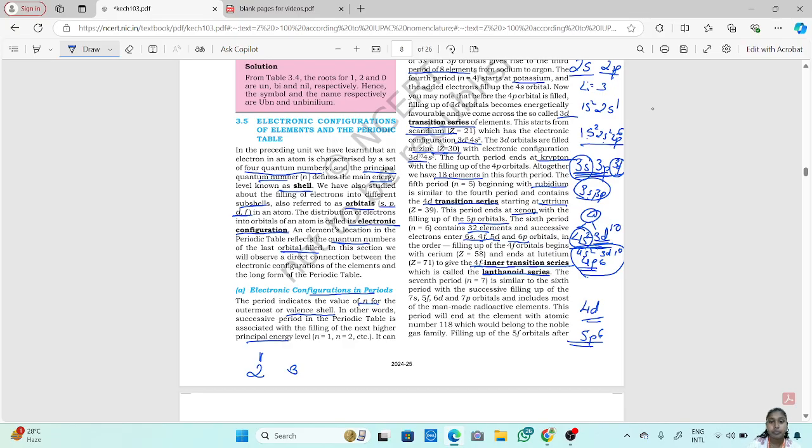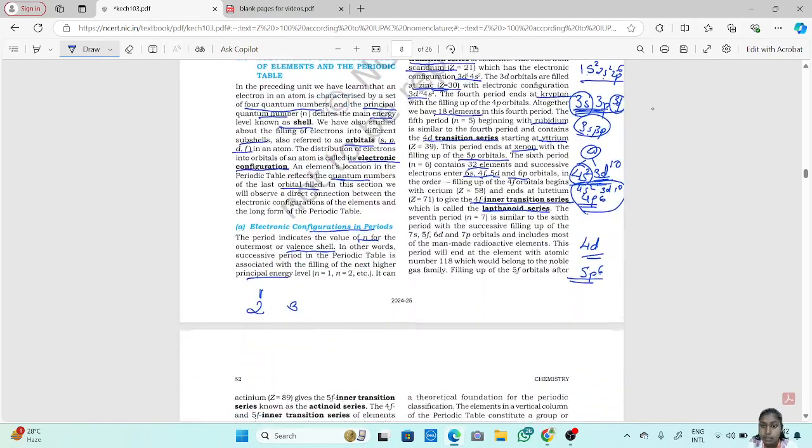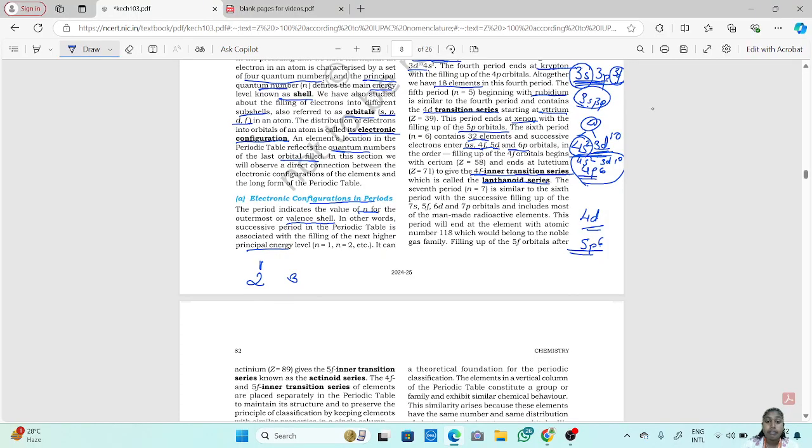Okay, now fifth period also has 18 elements. Sixth period will have 32 elements. Okay, now similarly we have the last period, that is the seventh period.